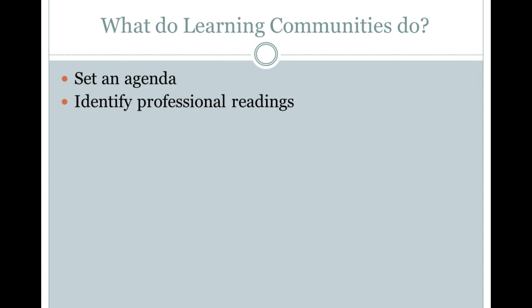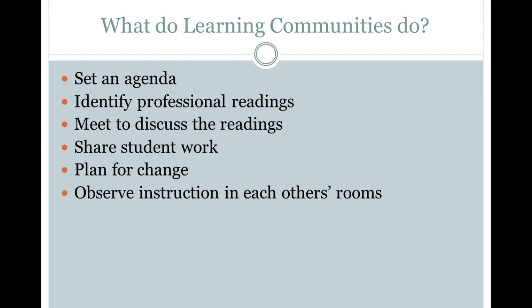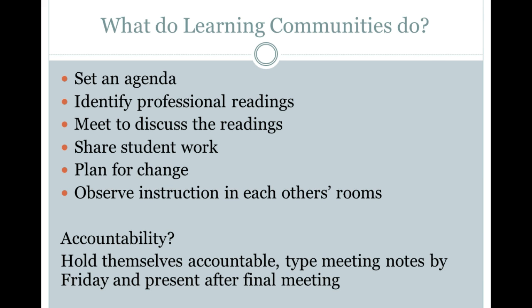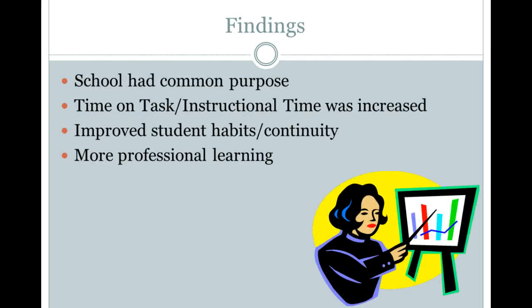They set an agenda, they have their professional readings, they discuss the readings, they share student work, they make plans to change, they observe instruction in each other's rooms, and then note how students respond to changes in instruction. Who's holding them accountable? Well, really they're holding themselves accountable. They type up meeting notes at the end or by Friday after their meeting, and then they present after their final meeting. So this is all very teacher driven. There's not a lot of top down authority holding them accountable, which is great. That's the ideal. That's what it should be. Go Rosa Parks.